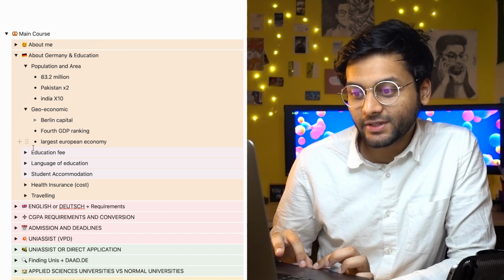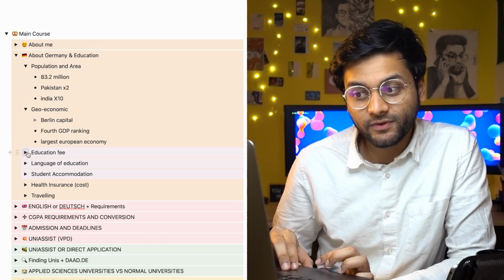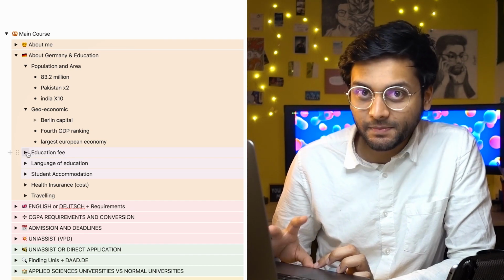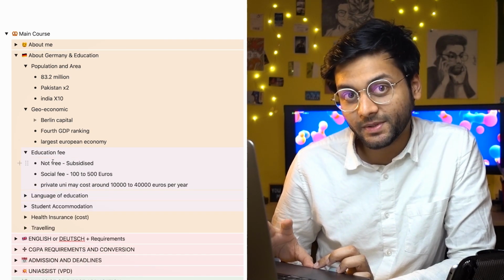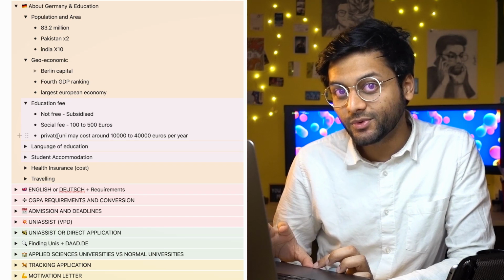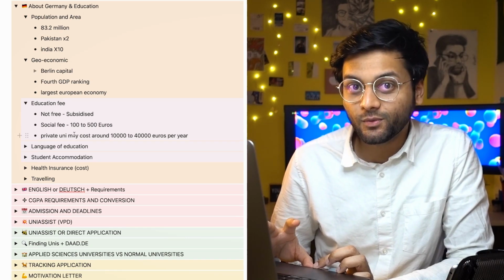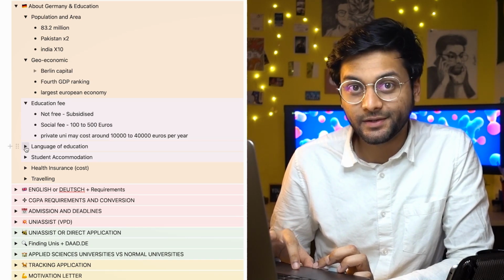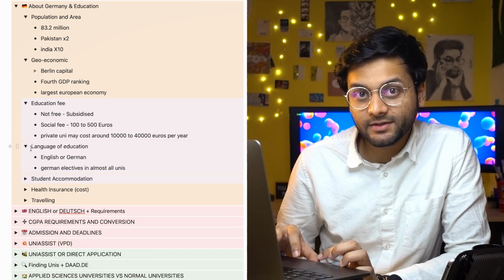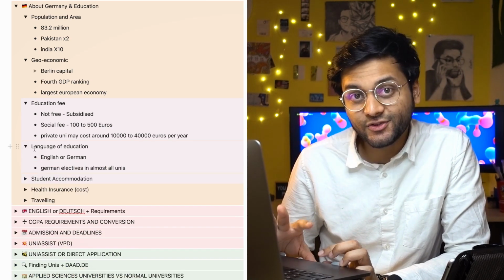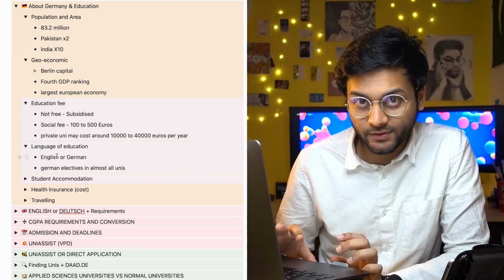Let's talk something about the education fee. The education is not free, it is actually subsidized. In public universities, the social fee ranges somewhere around 100 to 500 euros per semester. And if you're in a private university, it might cost you somewhere around 10,000 to 40,000 euros per year. The language of education is mostly in German. You can also find some English-based courses here. And German electives are there in almost all of the universities.